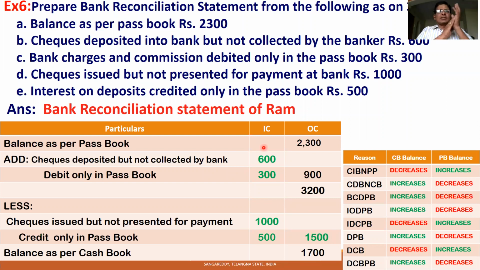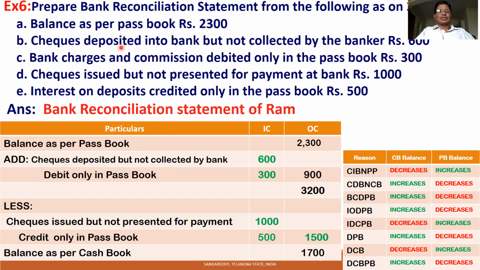Prepare bank reconciliation statement from the following as on 31st March 2008. Balance as per passbook given is 2,300. As the balance as per passbook is given, you have to see whether passbook balance increases or decreases. If passbook balance increases, we have to less. If passbook balance decreases, we have to add. Every point given, there are 4 points: B, C, D, E.